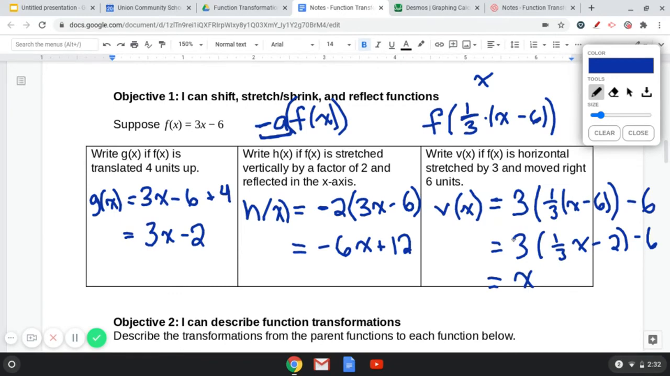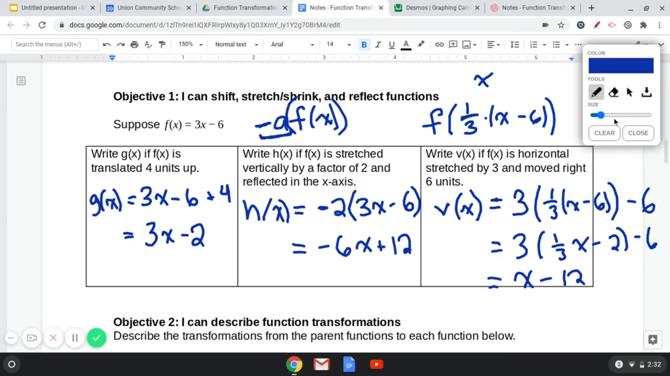That'll be minus 6 minus 6, that'll be minus 12. And that'll be our function v of x. And you can double check that one in Desmos and see if it actually is horizontally stretched, so stretched away from the y-axis and then moved right 6 units.